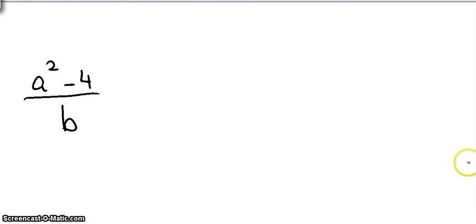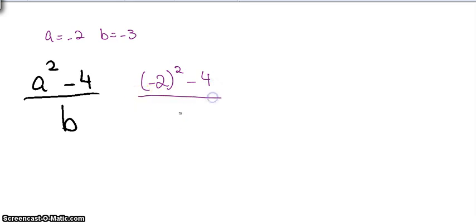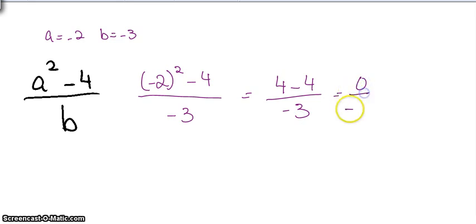Okay, next I have a squared minus 4 divided by b. Now remember, we're letting a equal negative 2 and b equal negative 3. So I have negative 2 squared minus 4 over negative 3. Negative 2 squared, that means I have negative 2 times negative 2. So I have 4 minus 4 over negative 3, which gives me 0 over negative 3. 0 divided by negative 3 will give me 0.